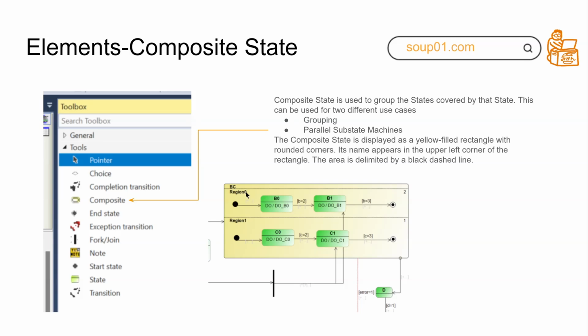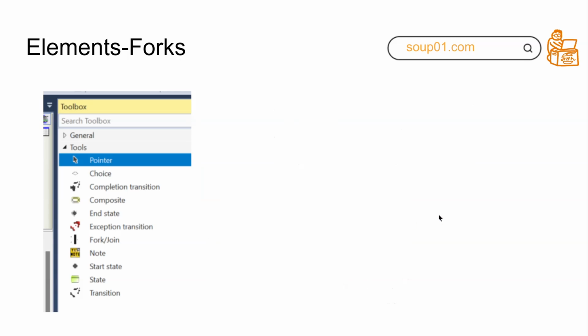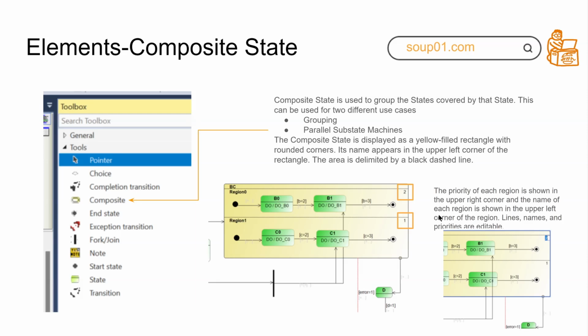status BC, you have 2 regions, region 0 and region 1, both running in parallel. And there is a property of each region shown here in the red, yellow, orange numbers. And you can just click in here to change your priority to fit your applications.